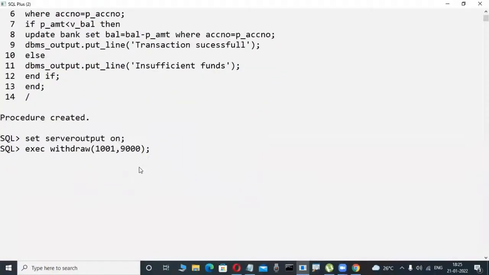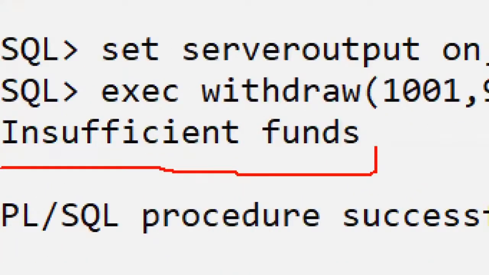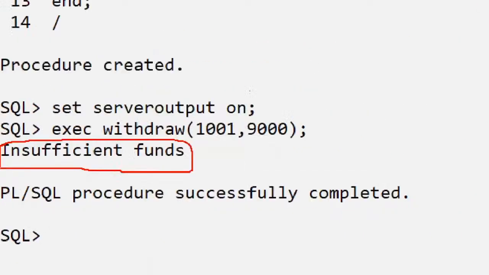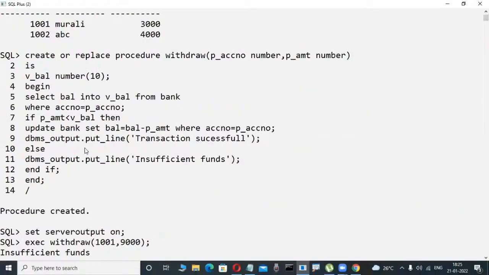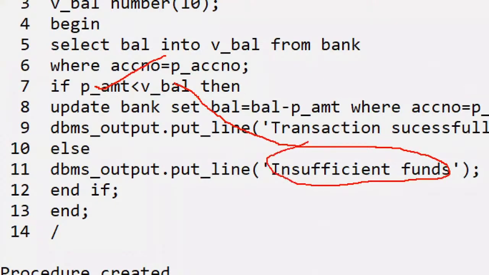Whenever I try to withdraw 9,000, is it possible? No. So now here it will give a message: insufficient funds. It will display the message or not. How is it possible? This coding is executed, whatever I'm writing is executed. Or maybe your amount is more than the available balance. That's why insufficient funds only. It will display the message or not. Yes.